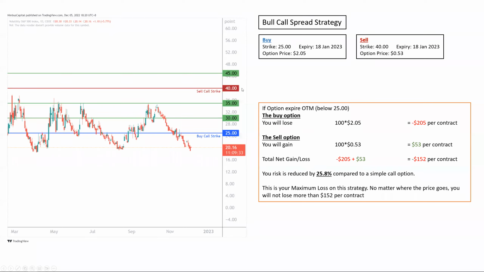So in this case, by using a bull call spread strategy, you have essentially reduced the risk by 25.8% compared to a simple call option. So that is a very big reduction in risk. In fact, this is your maximum loss. So no matter where VIX goes, no matter how low VIX goes, you will not lose more than $152 per contract. So now let's look at another scenario.